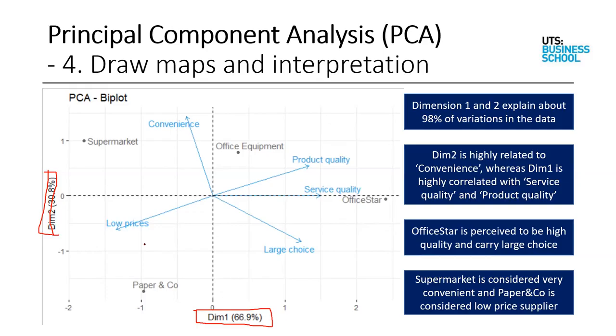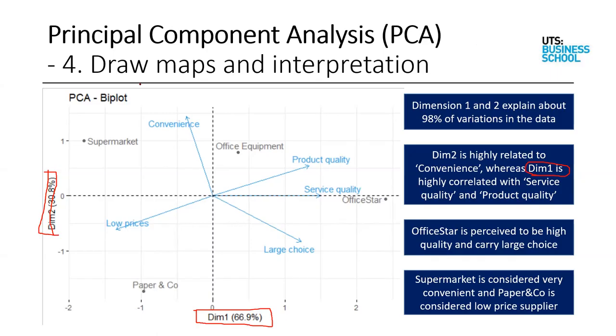And the attributes in dimension 1 are highly correlated, and the attributes in dimension 2 are highly correlated. So for example, dimension 2 is highly correlated to convenience, whereas for dimension 1, an important attribute is service quality, and service quality and product quality are very highly correlated with dimension 1 or are a part of dimension 1.